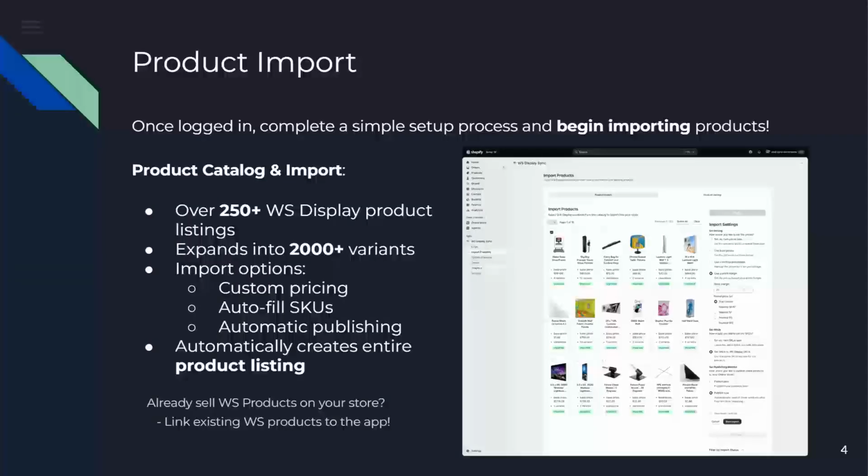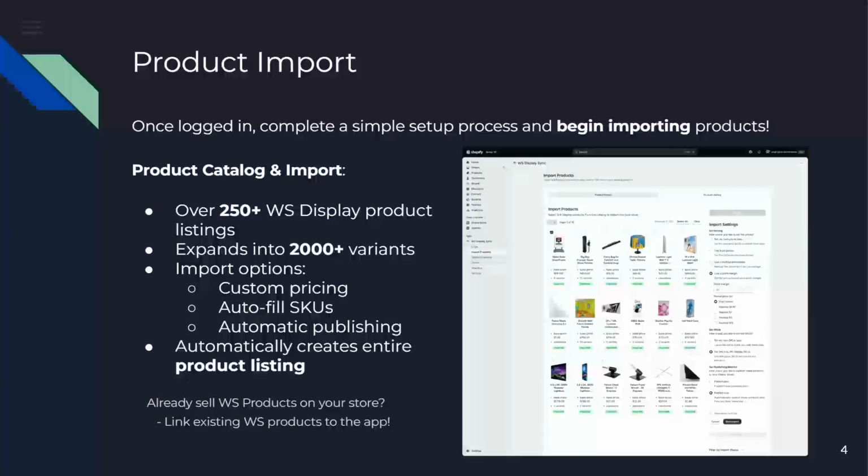So we have our product catalog in here. We have over 250 WS Display products already offered through the app. Now, this includes all the variants for those familiar with our site and our matrix products, where you have one product page and multiple options within that page that change the underlying SKU. It creates that using Shopify's native variant products. So while it is over 250 products, when you take the variants into account, it's over 2,000 different SKUs that get imported through the Shopify app.